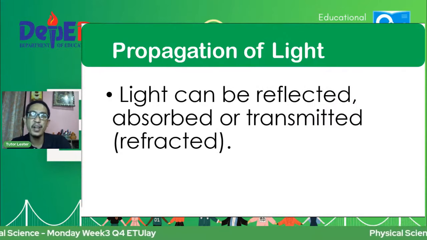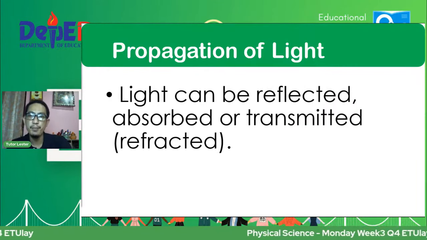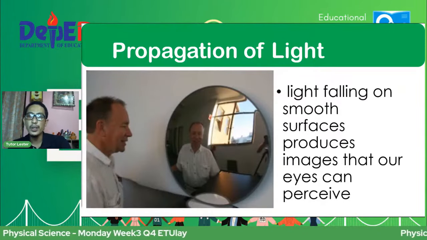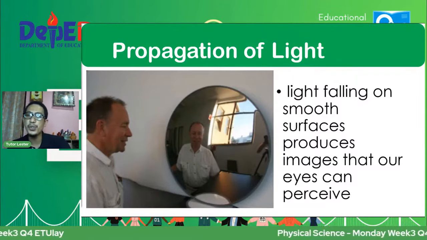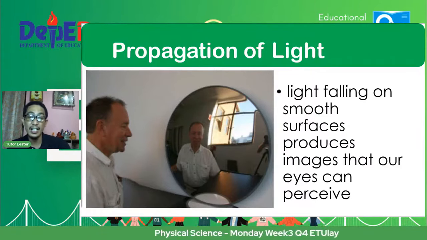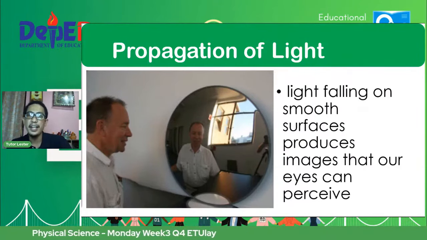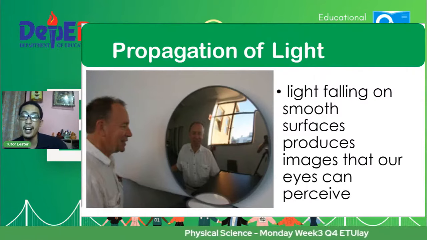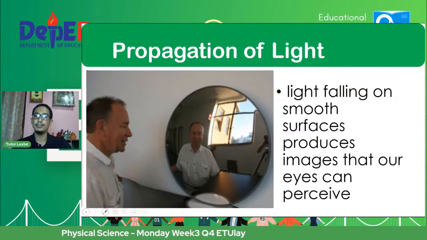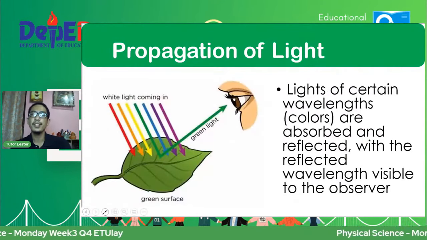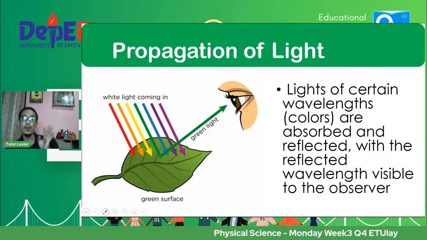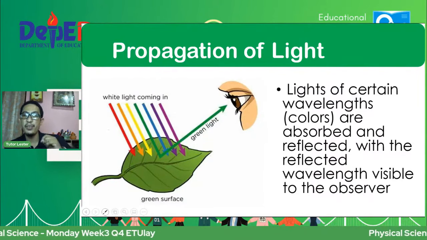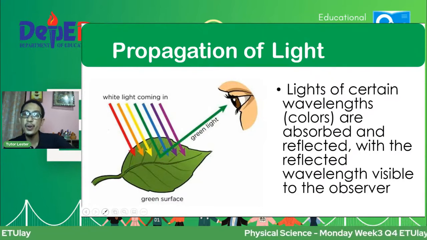Light can also be reflected, absorbed, or transmitted. When light falls on very smooth surfaces, as I mentioned in the previous slide, it produces a specular reflection. This specular reflection can produce an image that our eyes can perceive. When it comes to how we perceive color, paano po natin nare-recognize ang color? This is due to the absorption and reflection of certain wavelengths or colors of light.